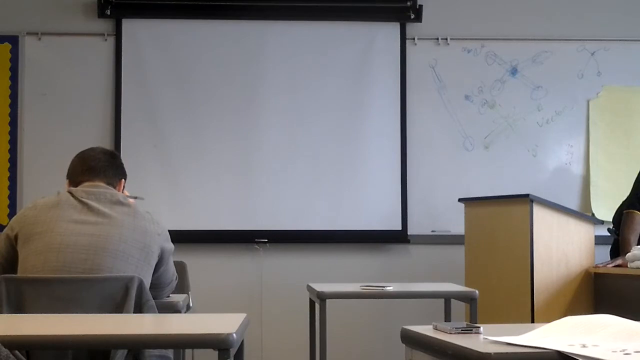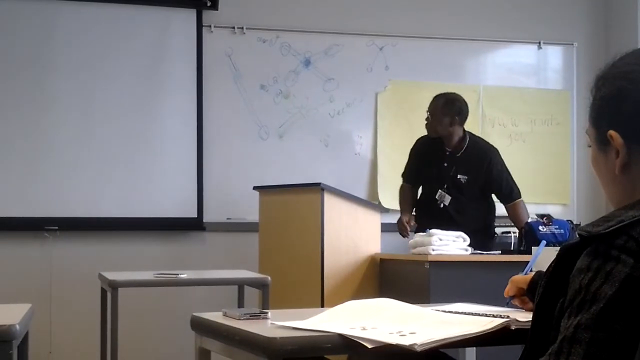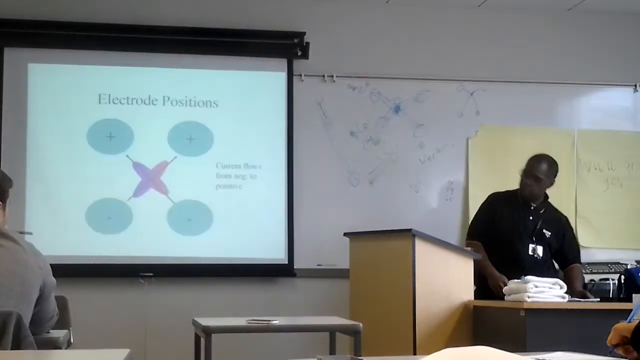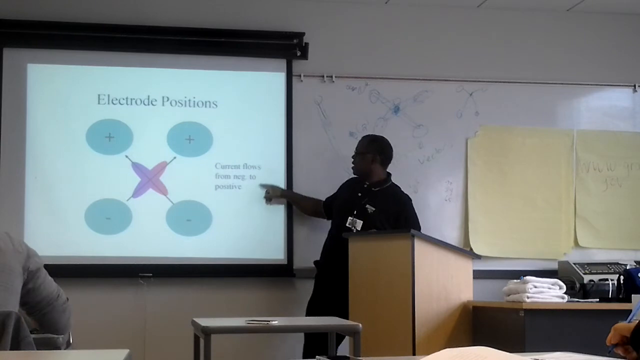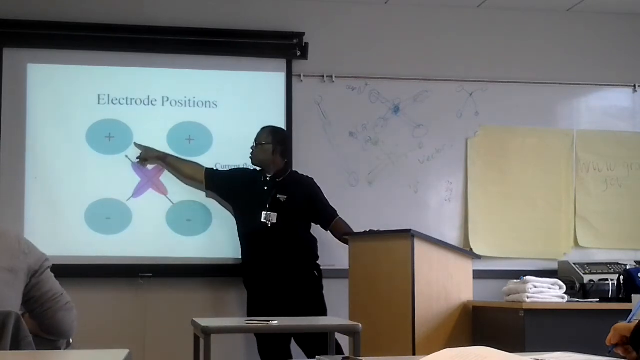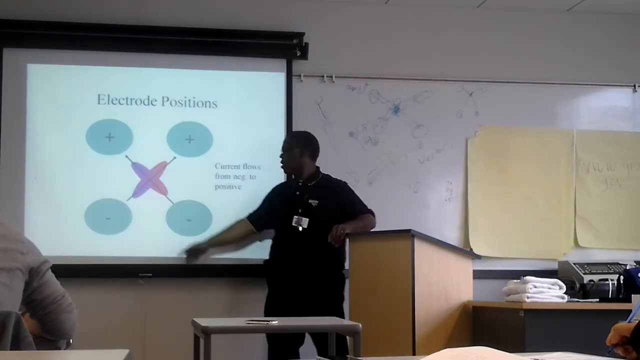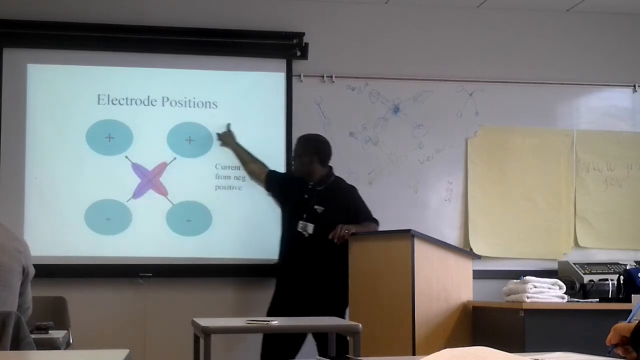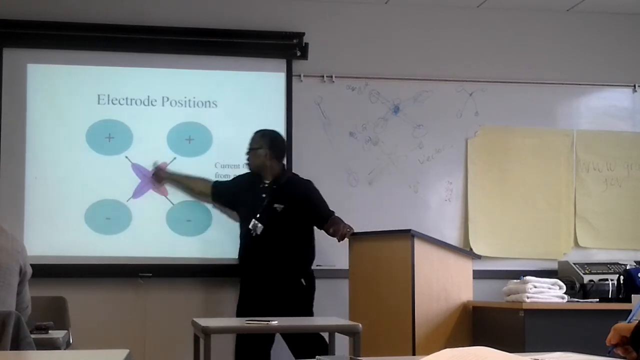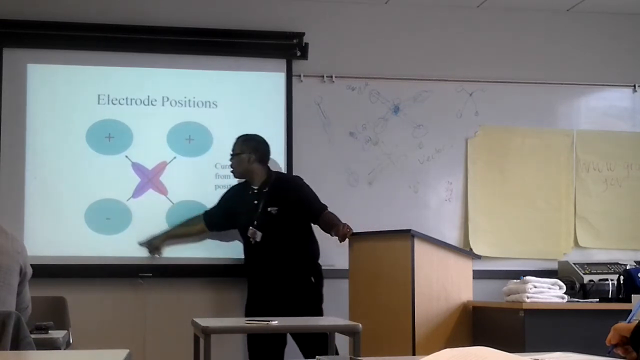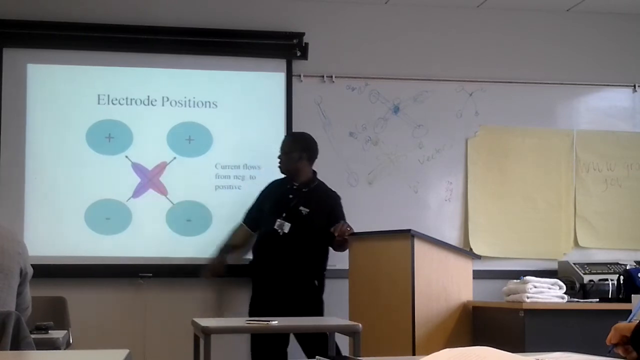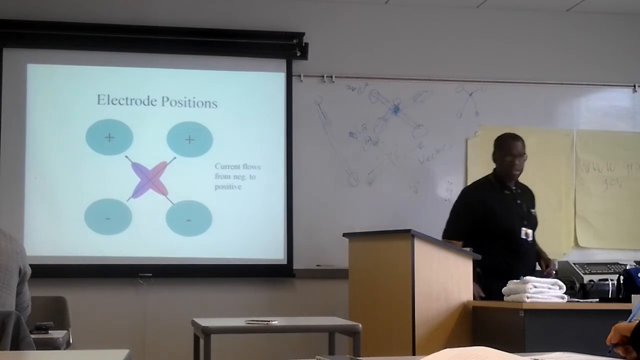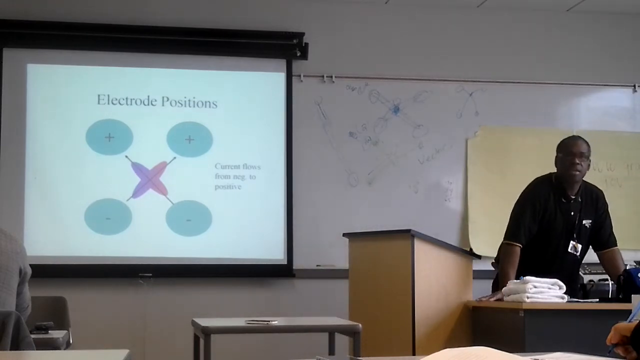Current flows from negative to positive electrode. Okay, so the current flows from the negative to the positive electrode. And then there's little Johnny right there. Little Johnny. The IFC, the interferential current.